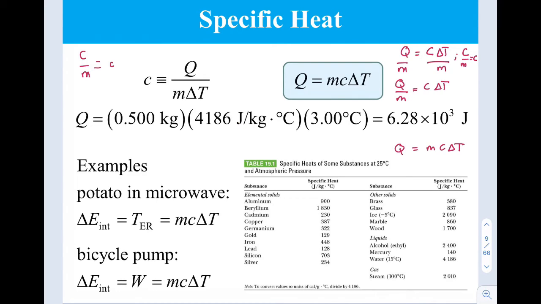Okay, so for example, let's say we are heating or cooking a potato in a microwave. So what will happen to the system, our potato?